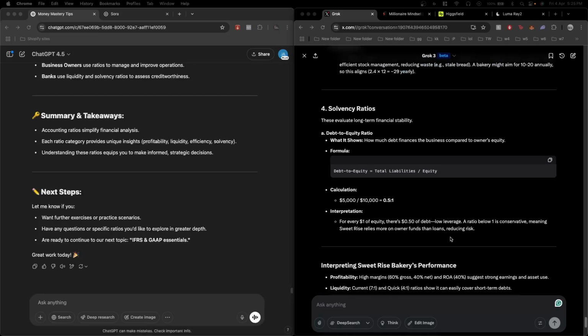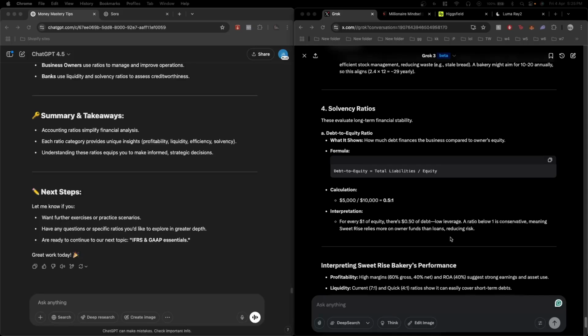Next, we move on to solvency ratios. These evaluate long-term financial stability. Step 1: the debt to equity ratio. What it shows: how much debt finances the business compared to owner's equity. The formula used is debt to equity equals total liabilities divided by equity.